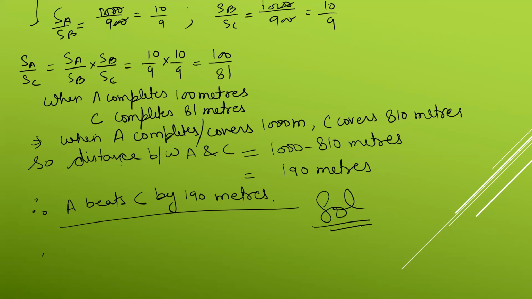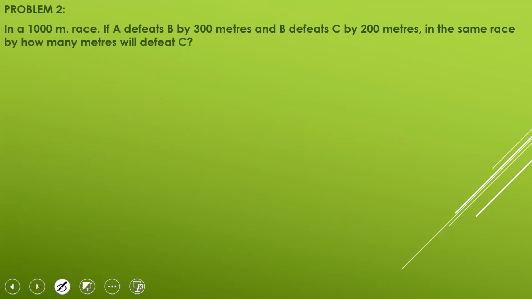I hope the problem is clear to everybody. Let's quickly move to the next problem. In a 1000-meter race, if A defeats B by 300 meters and B defeats C by 200 meters in the same race, how many meters will A defeat C? So how will we solve the problem? I hope I don't need to discuss more in this question because this is similar to the previous one. So I'm quickly solving it for you.